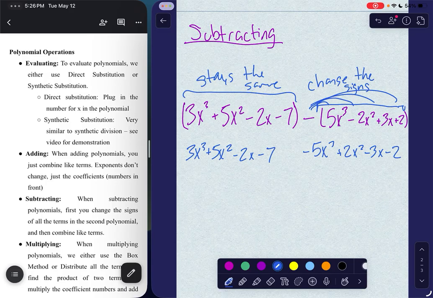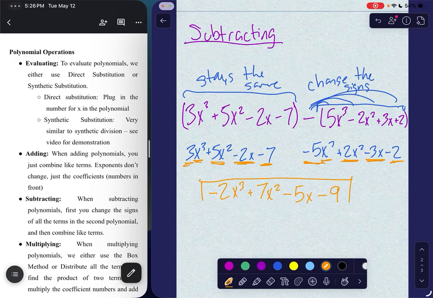Now we just do the same thing where we're combining our like terms, right? So our x to the 3's here, that's going to be 3 minus 5, which gives us a negative 2x to the 3. Then we have 5x squared plus 2x squared, which gives us a plus 7x squared. Negative 2x minus 3x is going to give us a negative 5x. And then negative 7 minus 2 will give us a negative 9. And so that is our final answer, again in standard form, where the exponents go biggest to smallest.